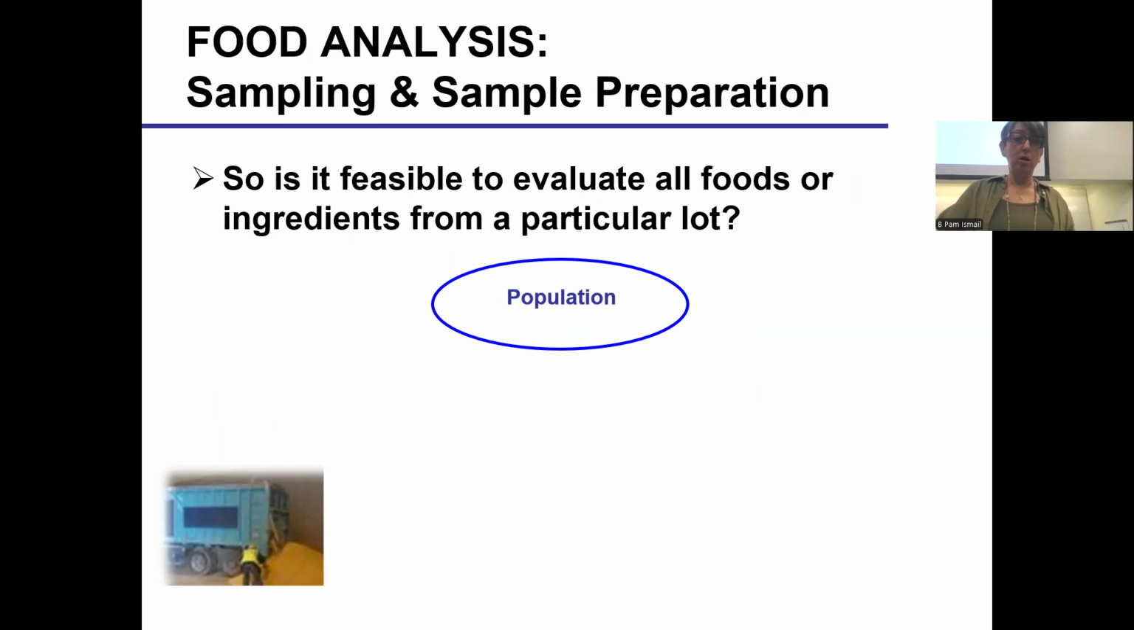So, is it feasible, the answer, to evaluate all food or ingredients from a particular lot? Like, look at this, a container full of wheat or any grain, and you have, I don't know, several tons. What do we do? No. Is there any, okay, go ahead. We grab small samples, but is there anything that can be done on the entire lot? Go ahead.